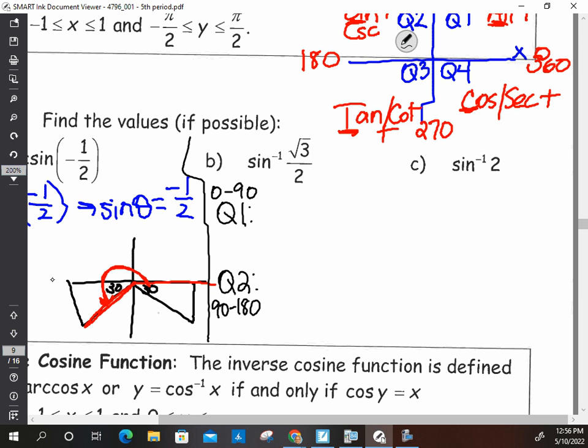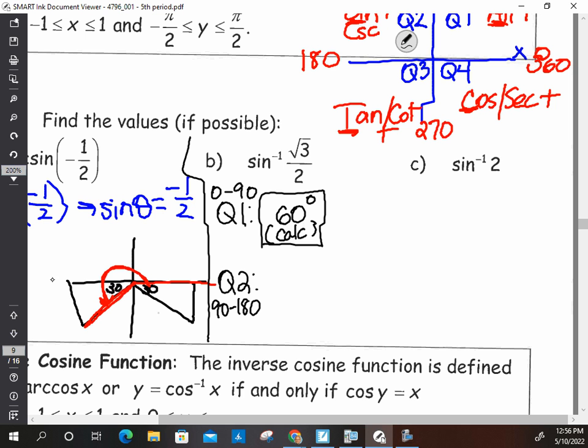So the calculator is going to give us 1 for free. So let the calculator do its job. What answer does the calculator give you for free? 60. So the calculator gives you 60 degrees. Now you have to find the other one.